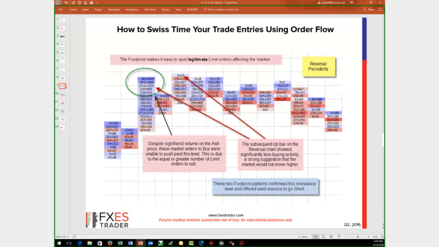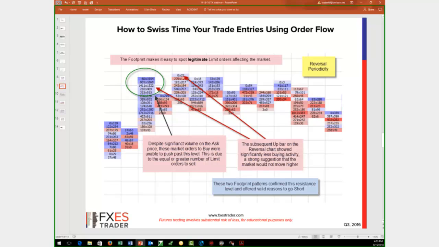So the footprint also makes it easy to spot big chunks or pockets of limit orders affecting the market either above or below. So despite significant volume coming into a move up here on the ask price, the market orders were unable to push past this level. This could be due to a greater number of limit orders to sell, and you got a little bit of a chance to see that looking at this footprint here.